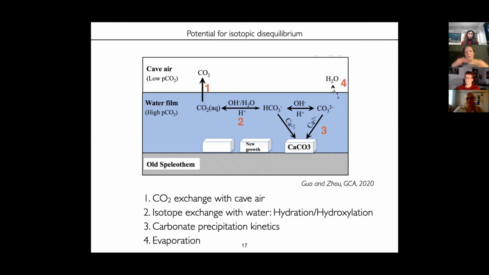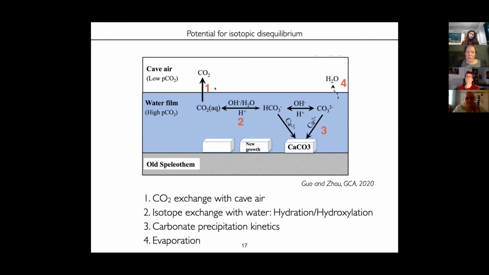And if they're not in equilibrium, if there's not enough time, say, from when the CO2 is degassing to when the calcite is precipitating for the system to get back into equilibrium, then the precipitated calcite will remember the disequilibrium that occurred during the CO2 degassing. And that's apparently quite often the case in speleothems.